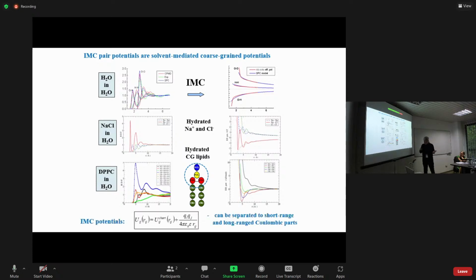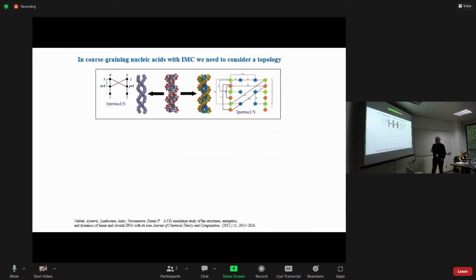Also you notice that at long distances, these potentials, even though they oscillate first, then they coincide with Coulomb's law. So this means that you can divide these potentials into a short-range part and a long-range part. And of course, the short-range part is very ugly, wiggling functions, whereas the Coulomb's law is very smooth.